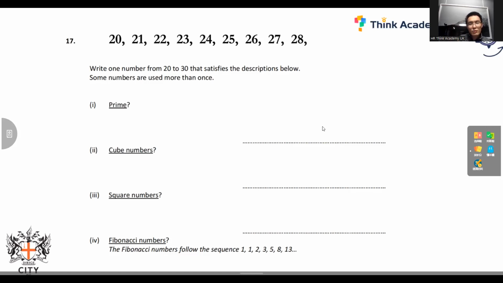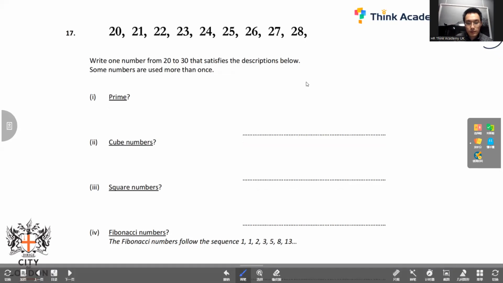Well, yeah, this question is indeed a bit confusing, I'll give you that, because the question says from 20 to 30, but instead we only have from 20 to 28. The 29 and 30 are missing over here. So I'll add the 29 and 30. Don't worry. My pen, here it is, 29 and 30.